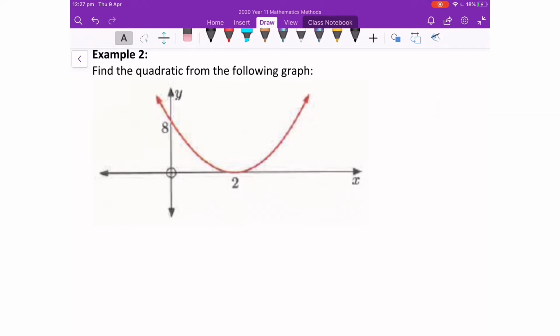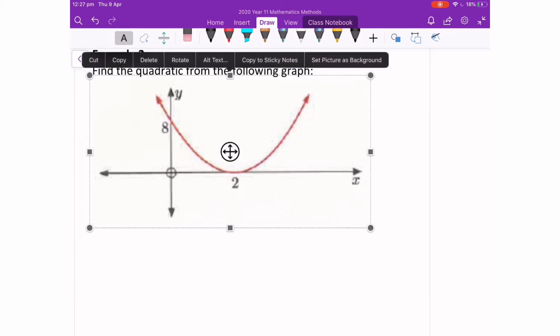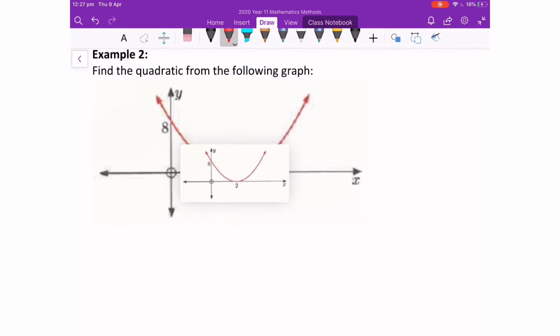Now this graph is really special because there's only one root, and most of the time we're dealing with quadratics where they have two roots. So this one's very special because it just touches the x axis.